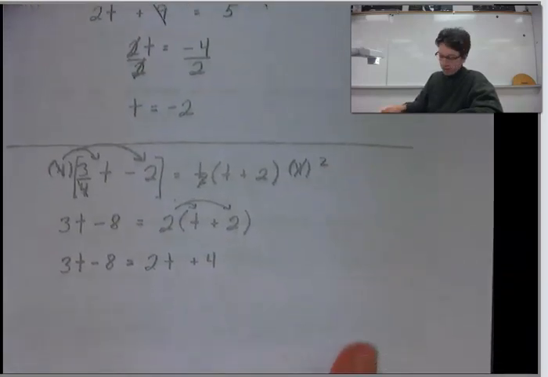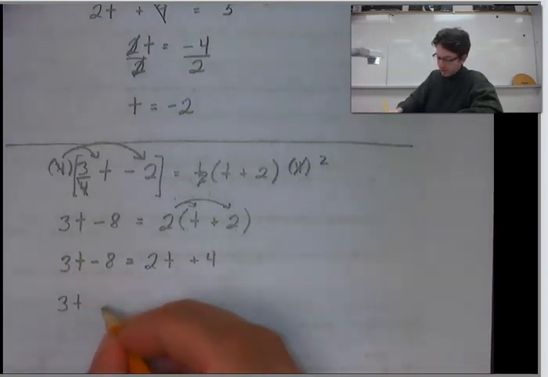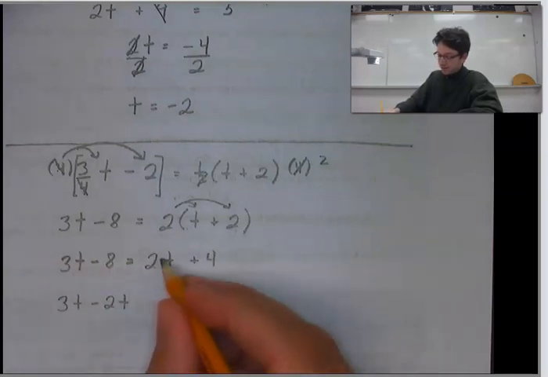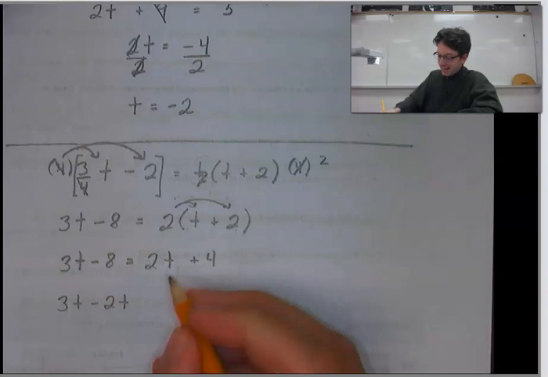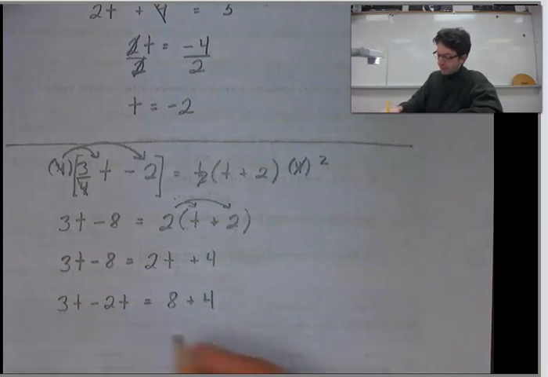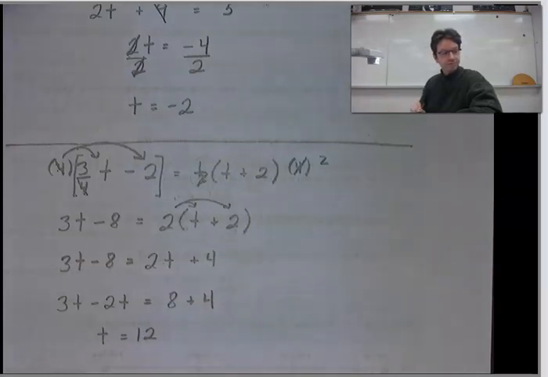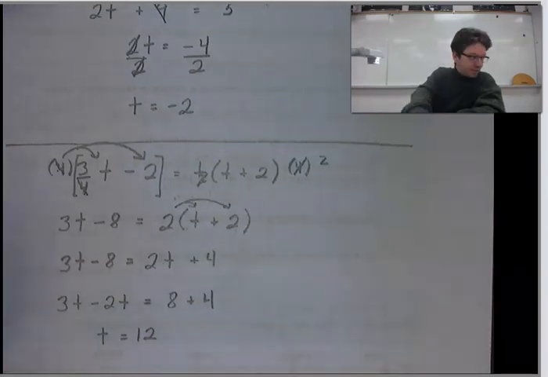We're going to subtract 2t from both sides, so we'll have 3t minus 2t, okay? And then it's gone from our other side. And we can add 8 to both sides, so on the other side we'll have 8 plus 4. 3t minus 2t is just t, and 8 plus 4 is 12. Okay, so let me just pause there.